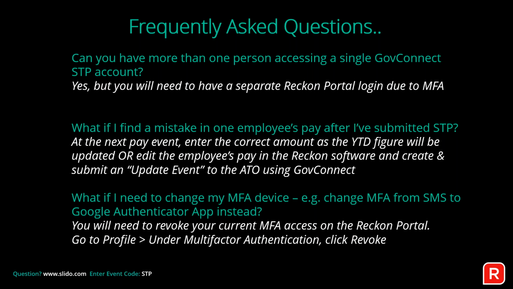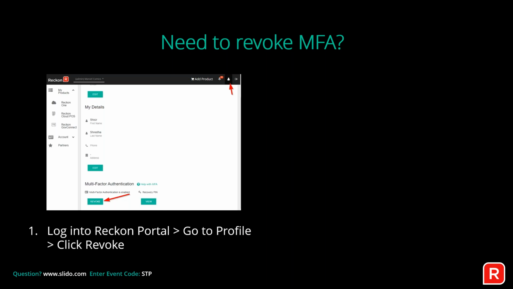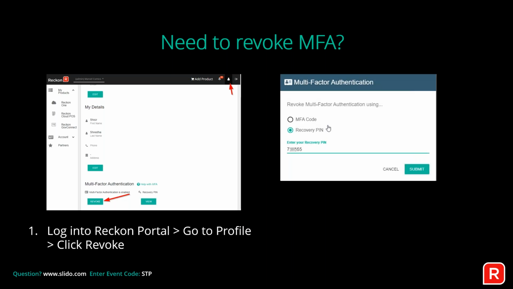And then the last question is, what if I need to change my MFA device? For example, if I wanted to change MFA from SMS to the Google Authenticator app, you'll need to revoke your current MFA access on the Reckon portal, which I'll quickly show you on the next screen. When you're in the Reckon portal, you can go to Profile and then click Revoke. Then you can revoke that MFA using the recovery PIN that you've set up and submit.